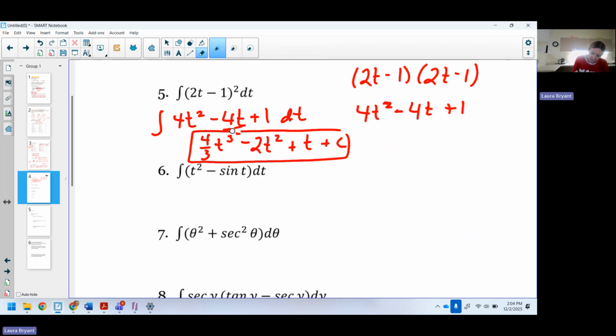Okay, then on number 6, we start getting into some trig stuff. So the first one is just power rule. That's t cubed over 3. But then the sine rule, sine goes to negative cosine. Because whatever the integral is, if it starts with a c, it's negative. So sine goes to negative cosine. But there's already a negative here, so it turns into plus cosine.